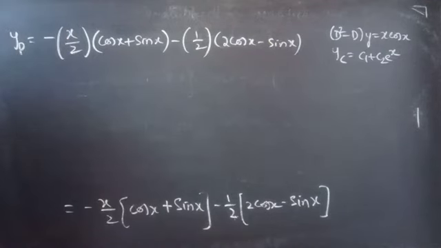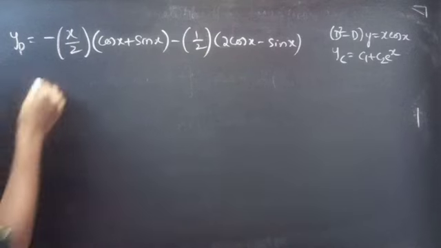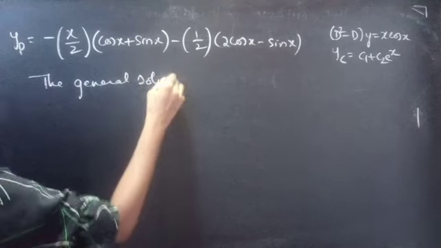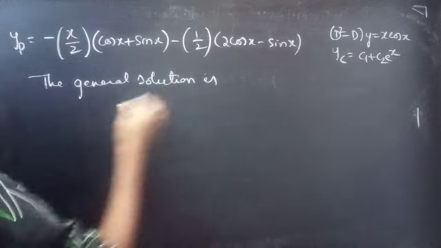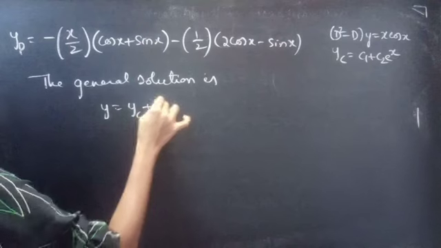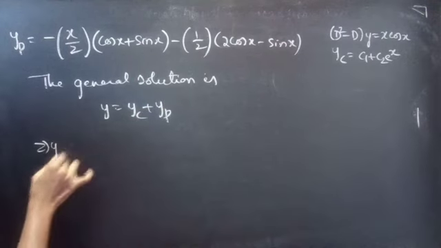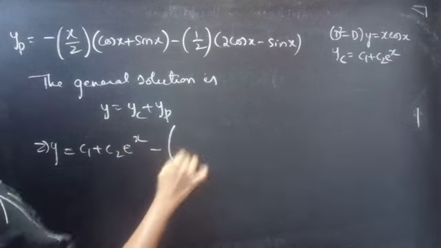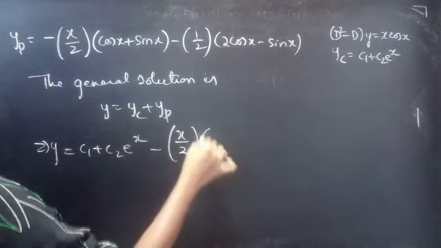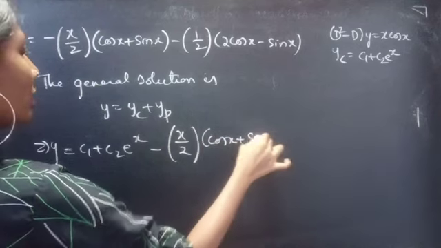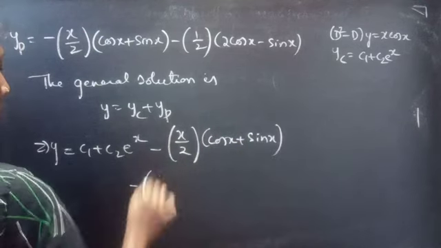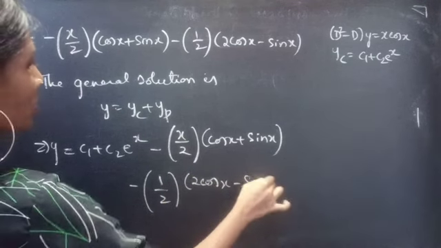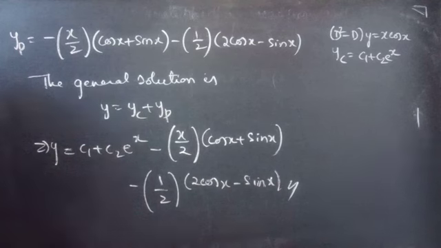Now let's write the general solution. The general solution is given by y equals to yc plus yp. Then y equals to yc, we have c1 plus c2 e power x, and yp is minus x by 2 into cos x plus sin x minus 1 by 2 into 2 cos x minus sin x. This completes the problem.